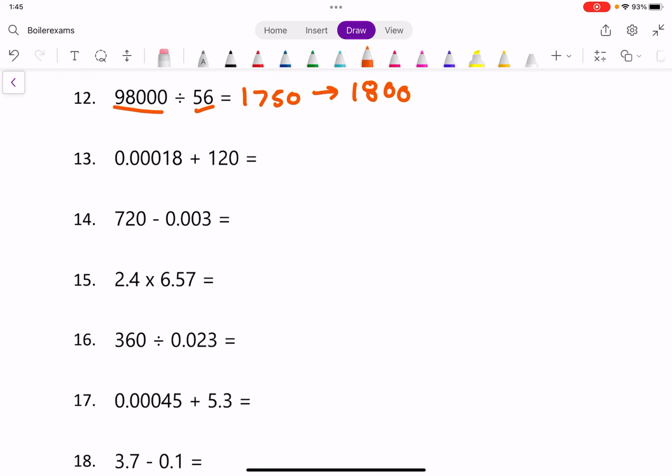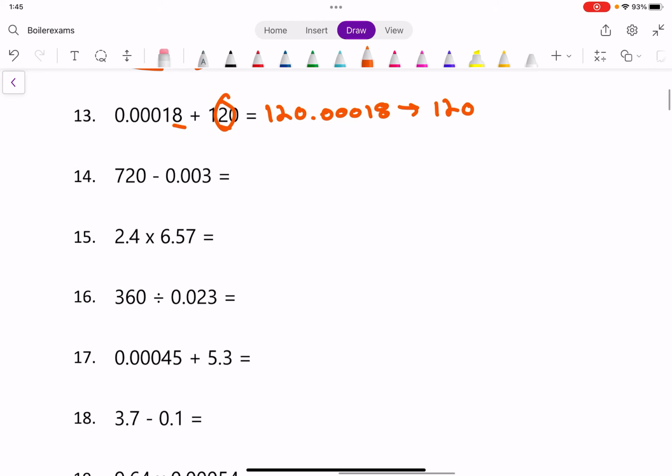120 plus 0.00018. 120.00018. Round to the least precise sig fig. So when you compare that to this 8, the least precise sig fig is going to be this 10 spot, the 2. So you go down to 120. 720 minus 0.003. You get 719.997. Round to the least precise sig fig, which is the 10 spot in the 720. Go back up to 720.